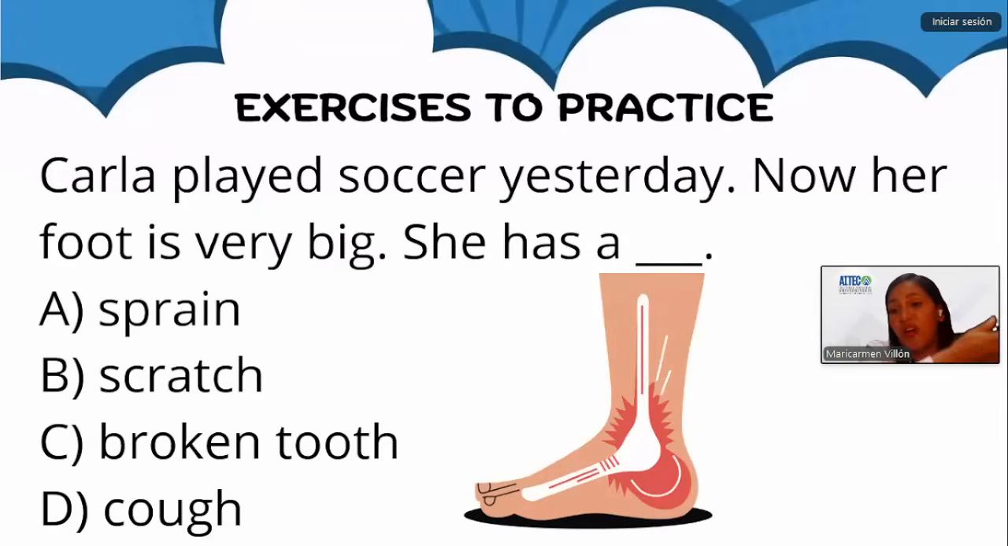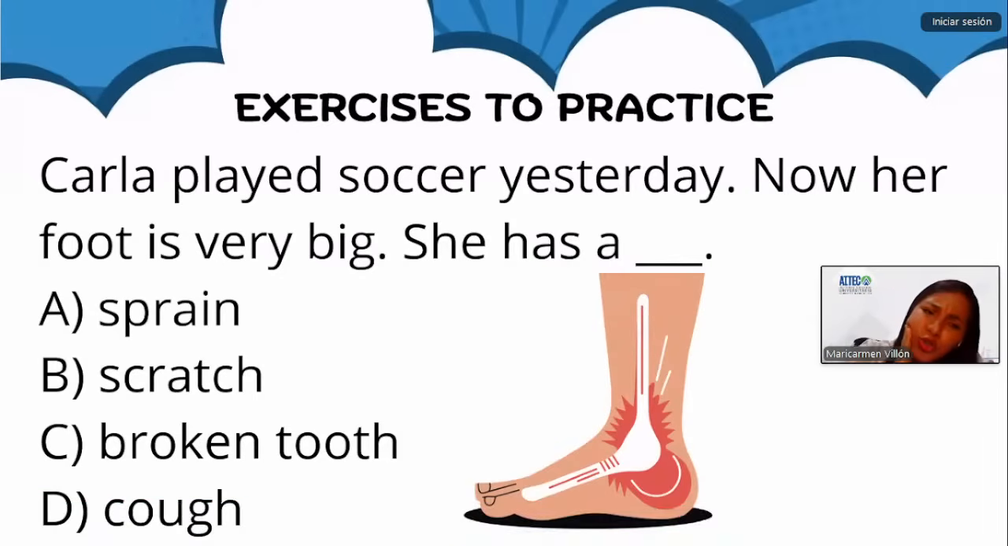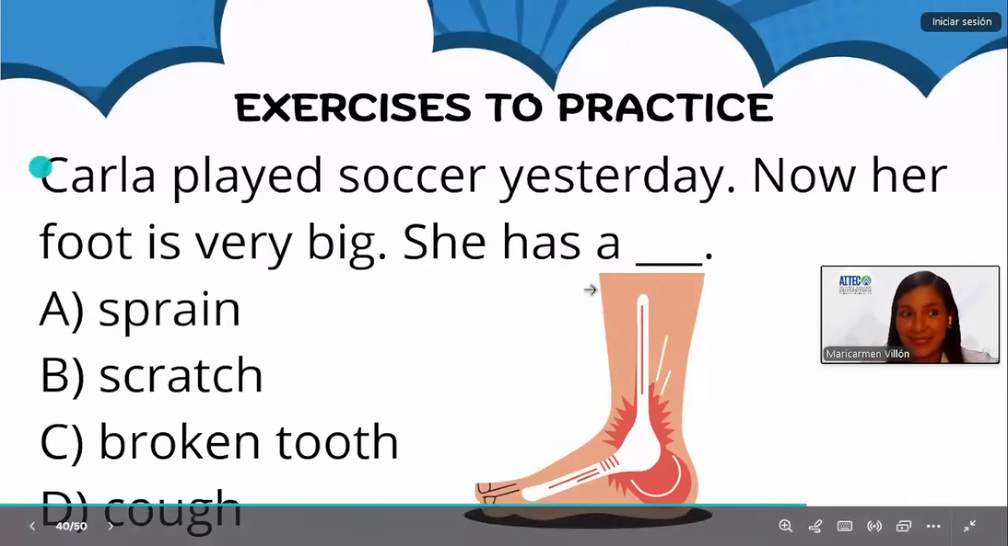Carla played soccer yesterday. Now her foot is very big because she has a... how do you say this in English? Is it a sprain? Is it a scratch? Is it a broken tooth? Or is it a cough? Broken tooth? No. Look at the picture. A sprain. Good. Remember, sprain is a esguince. Good.